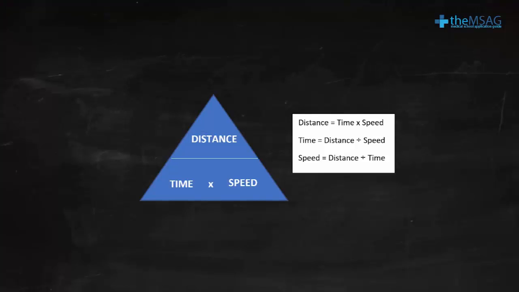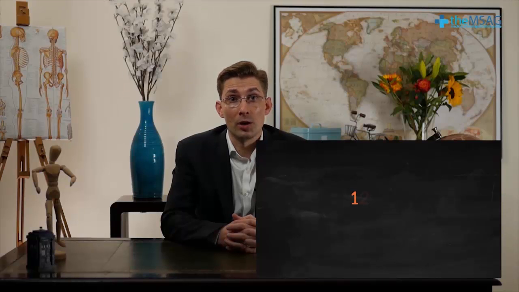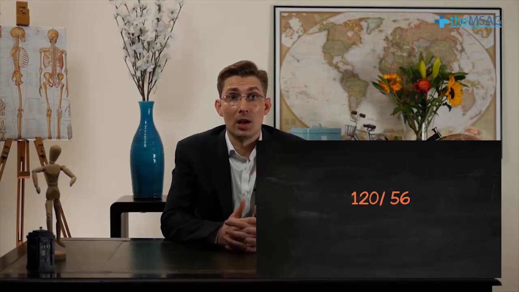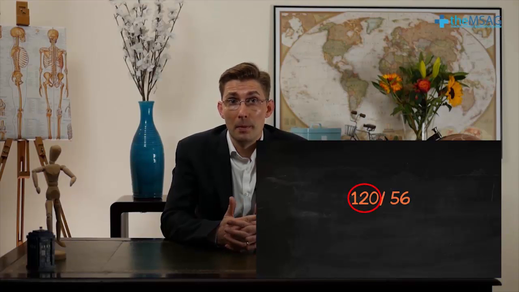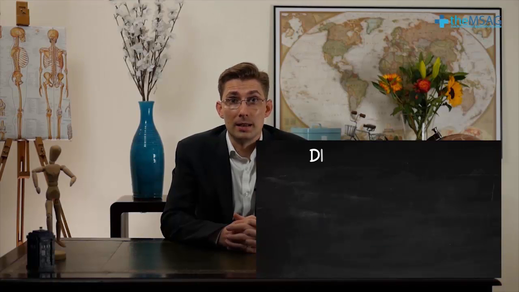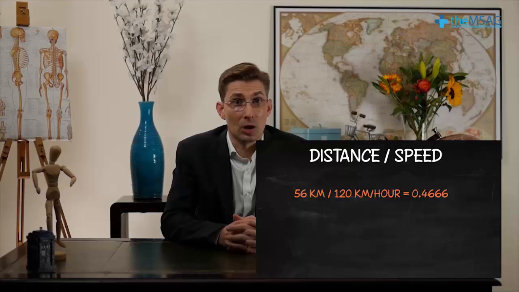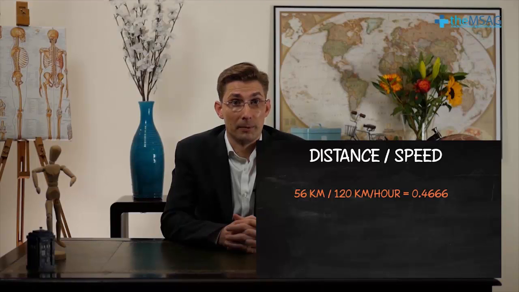Now it's time to use the triangle. The question is asking for the time the train will take. So we cover up time on our triangle. You should see that this means to find time, we must divide distance by speed. Some students will be tempted to do 120 divided by 56 because they're used to putting the bigger number on top, but I'm hoping that you won't, because you'll remember to use the triangle. Distance divided by speed means 56 kilometres divided by 120 kilometres per hour, which equals 0.4666 recurring.